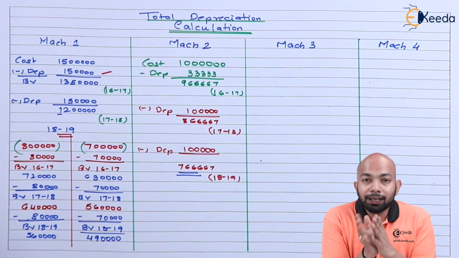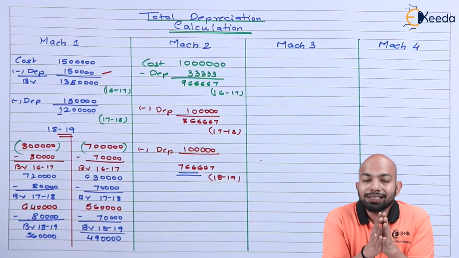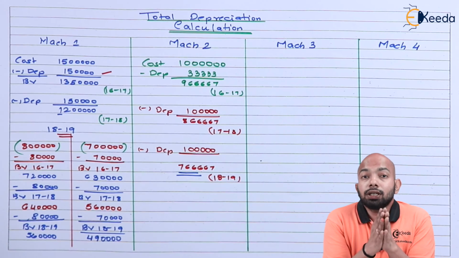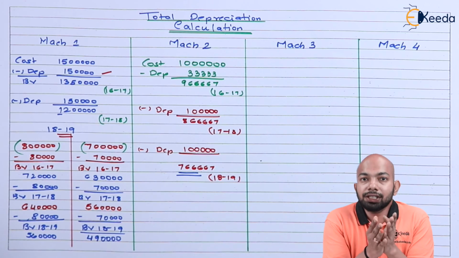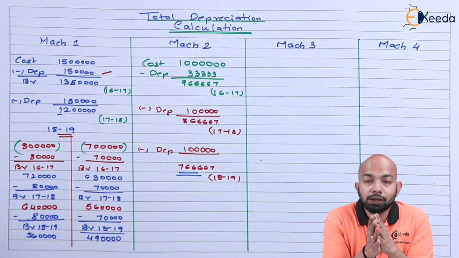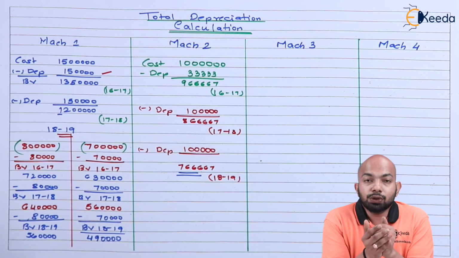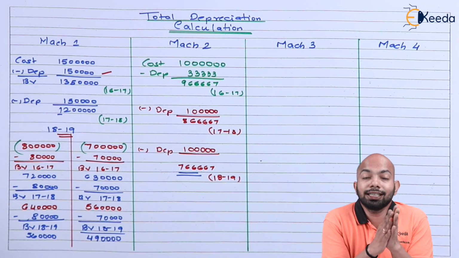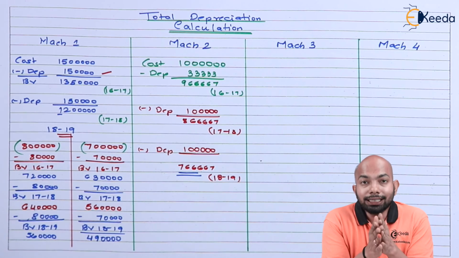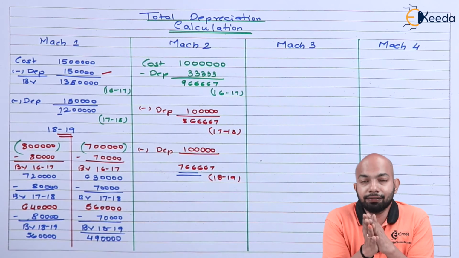If you can see, the similar calculation has been done for machine 2 as well. The cost of that asset was 10 lakh rupees. However, the first year tenure was only for 4 months usage. That means 33,333 would have been the depreciation there. So if you subtract that from the total cost, that gives you 9,66,667.